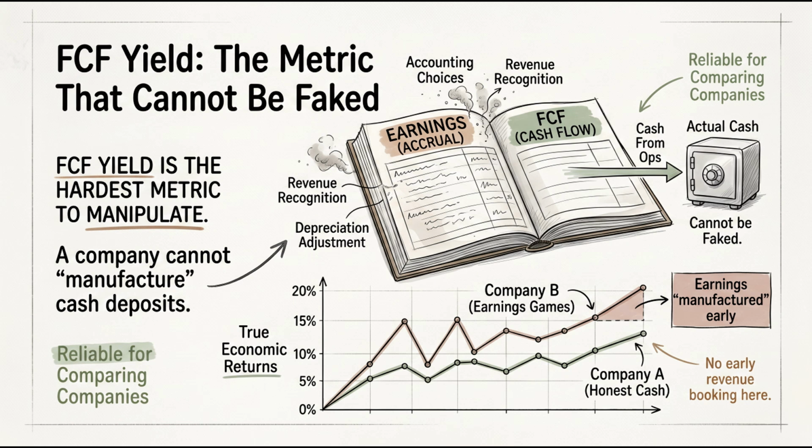Unlike earnings, free cash flow cannot be manufactured through accounting choices. A company might book revenue early or adjust depreciation schedules to flatter net income, but they cannot fake a cash deposit. Because of this, free cash flow yield is one of the hardest metrics to manipulate and is highly reliable for comparing real economic returns across different companies.